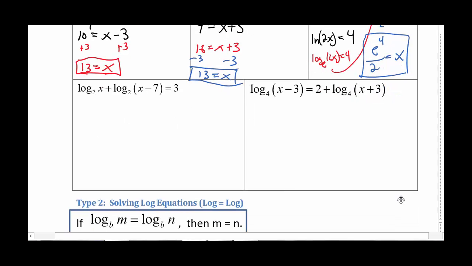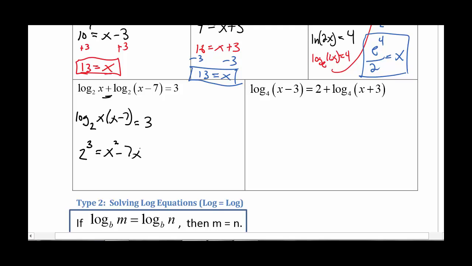The next example, we have log base 2 of x plus log base 2 of x minus 7 equals 3. So we need to condense it to get it down to a single log. And since we are adding right there, I can rewrite this as a product. So log base 2 of x times x minus 7 equals 3. And now that I've got it down to a single log, I want to rewrite it into exponential form. So I need a base raised to a power, so 2 cubed equals x squared minus 7x.